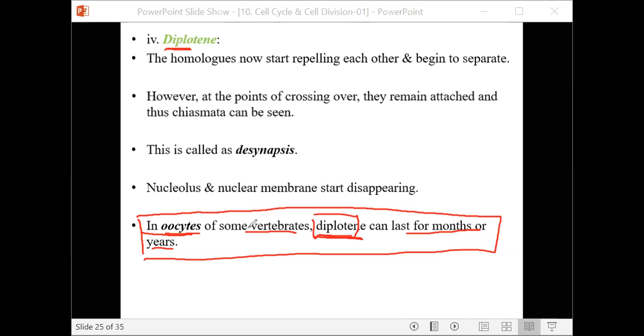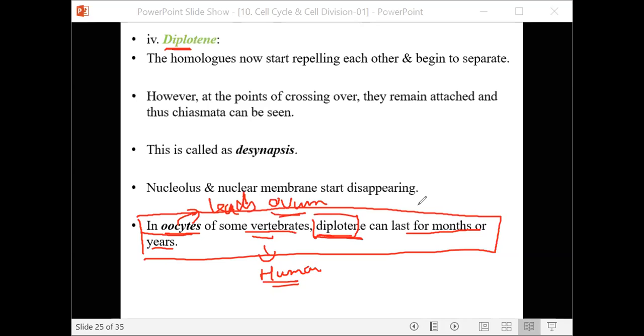Now, in certain vertebrates, for example humans, when the female is pregnant and the baby is developing within the mother's womb, and that baby is a female, a girl child, so when the girl child is developing in the uterus, the process of oocyte formation leads to ovum formation, the egg cell. It has participated in the process of egg cell formation, but it comes to the stage of diplotene and pauses. It does not go further, it stops over there. So the cell has entered cell division but paused midway.